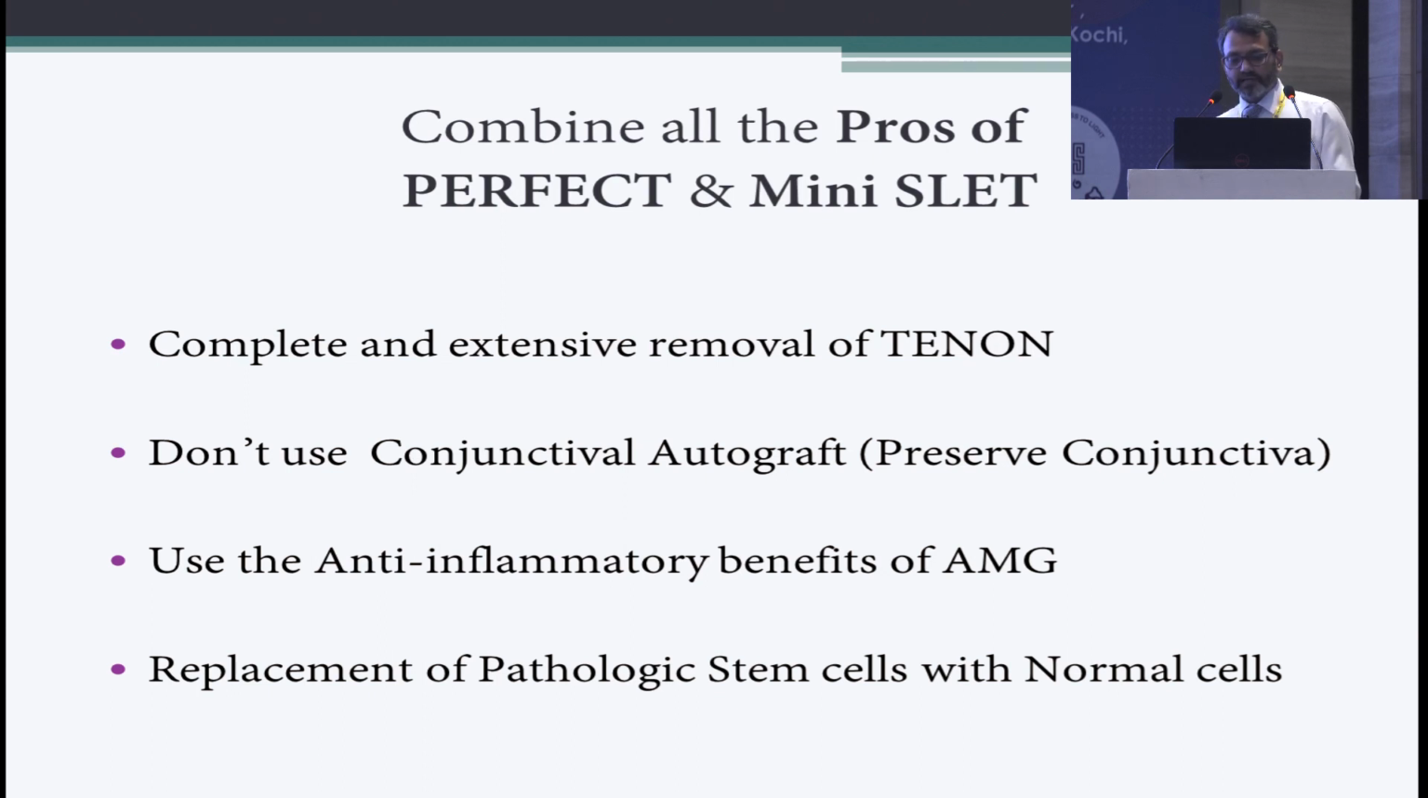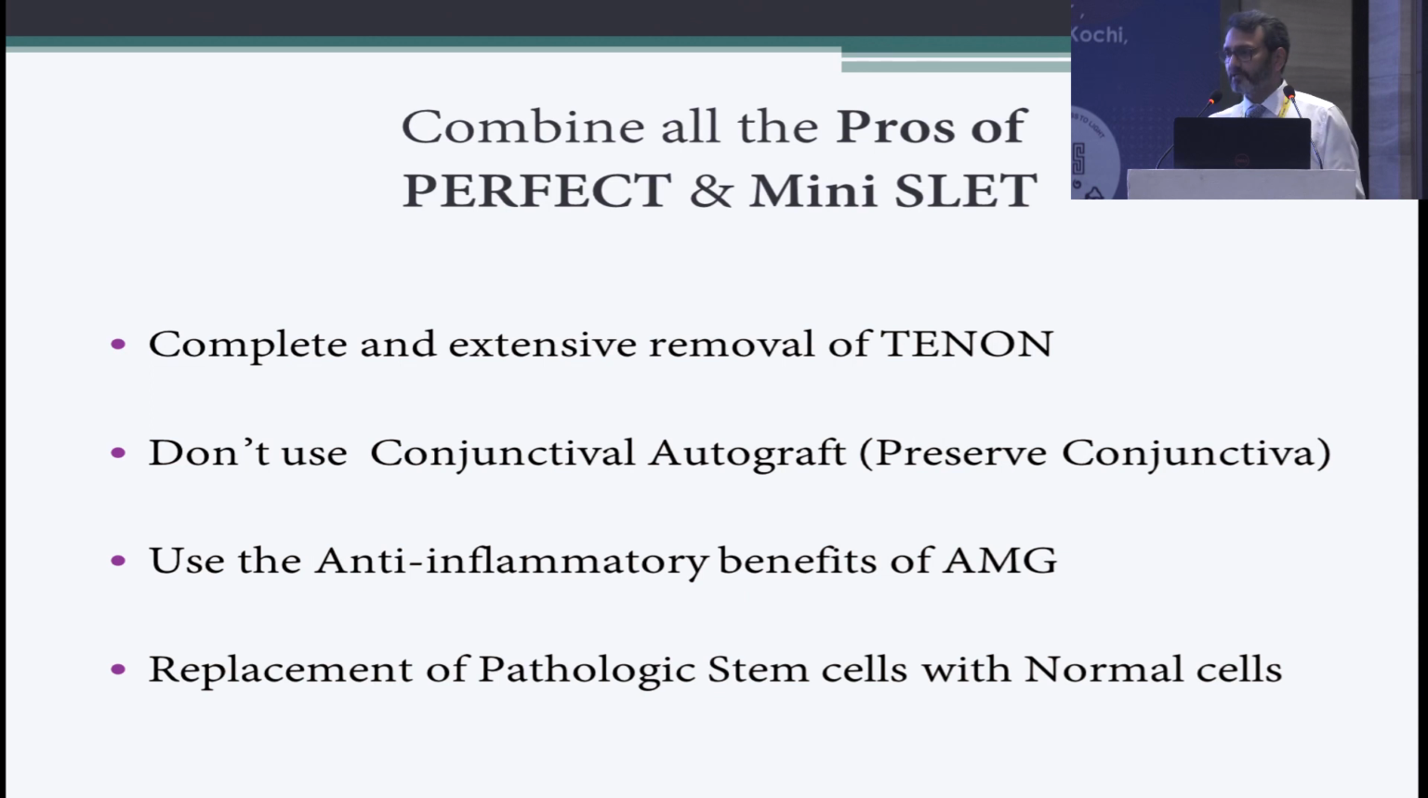The complete and extensive removal of Tenon, and we don't use the conjunctival autograft, we preserve conjunctiva and use the anti-inflammatory benefits of the amniotic membrane graft, and replacement of pathologic stem cells with normal cells. So in this technique we are combining half of the perfect technique. We are resecting the Tenon's and conjunctiva from the pterygium, but we are not harvesting conjunctiva, we are not putting a conjunctival autograft, but we are using amniotic membrane graft and stem cells.